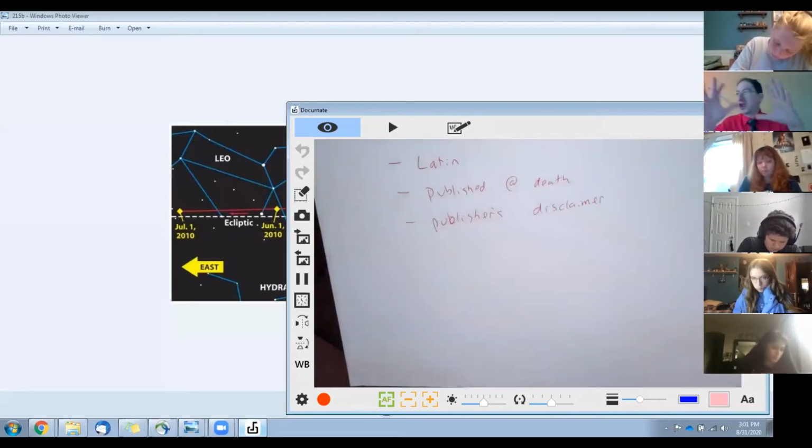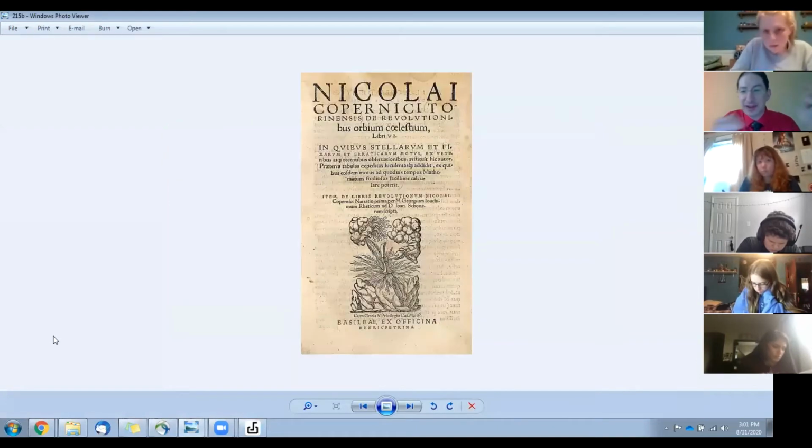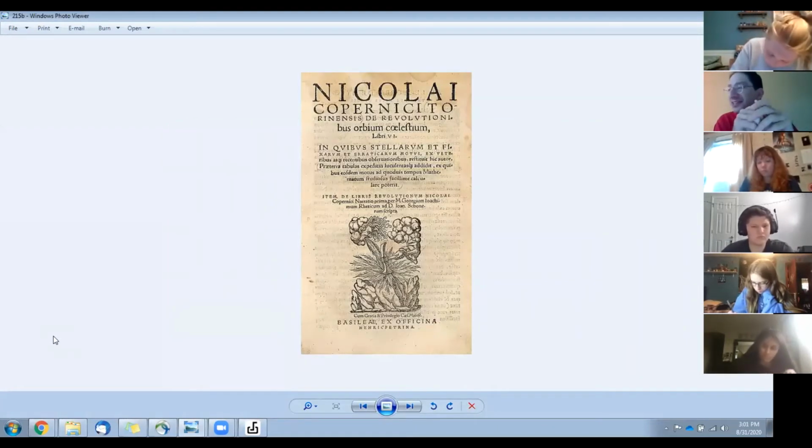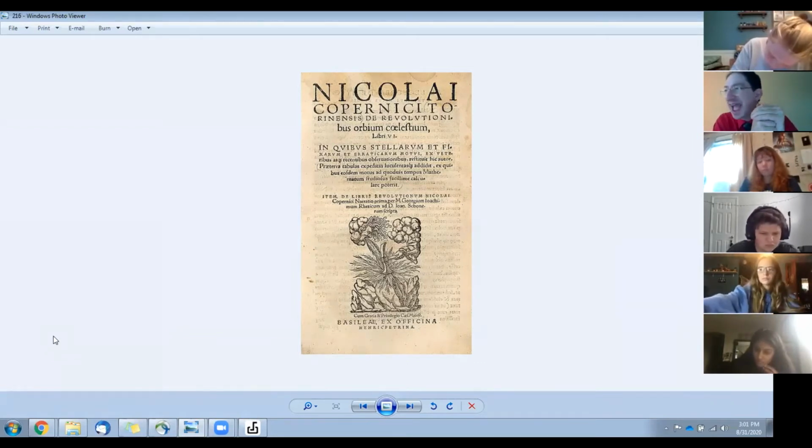The publisher put a note right on the front. I think I have it here. It's in Latin, so I can't read it. But the note basically says that you shouldn't take this very seriously. It's just an academic mathematical exercise. So that works against it as well.